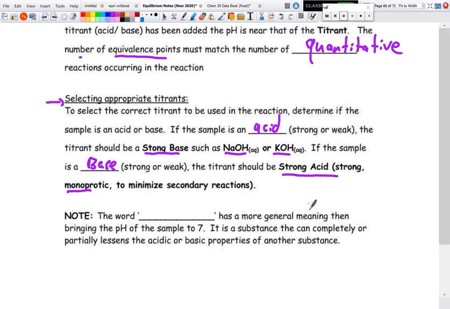Now also, if you do read the word neutralize, it doesn't mean that it's going to bring it directly to a pH of 7. It's just meaning it's bringing the pH closer to 7, right? So it's either we take away the acidic properties of an acid or we take away the basic properties of a base and bring it closer to neutral.